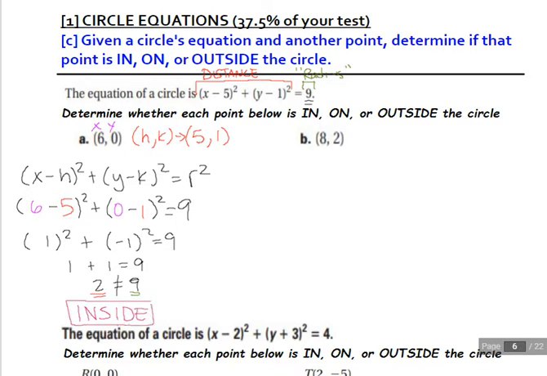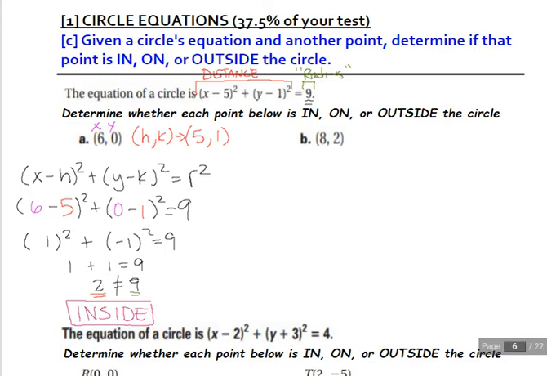Does that ask us to explain? No, it just says inside, on, or outside. But that's the reason why. It's because the distance we calculated on the left with the x minus h squared and y minus k squared is less than the radius squared value. So that means the distance between the center and the point (6, 0) is less than the radius of 3. Therefore, it's going to be inside the circle.